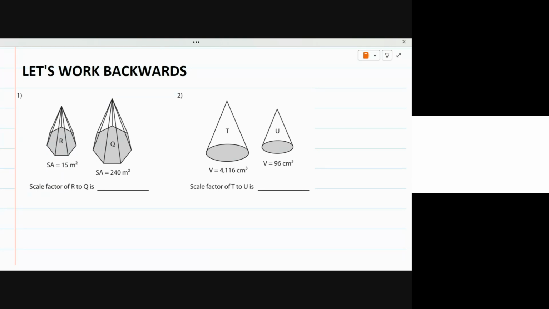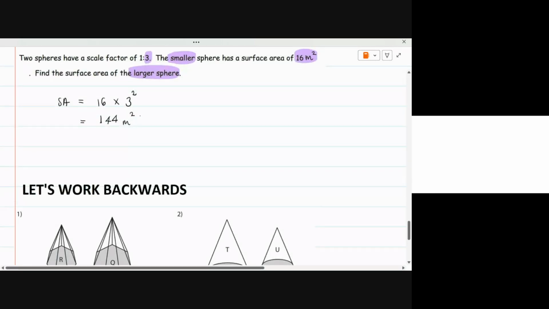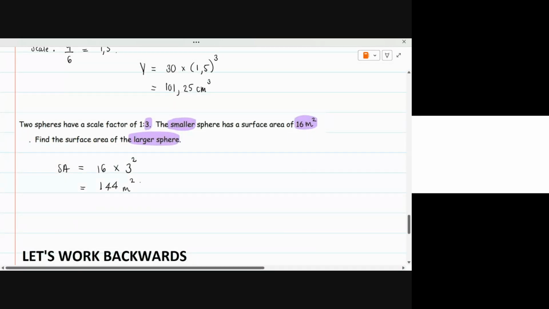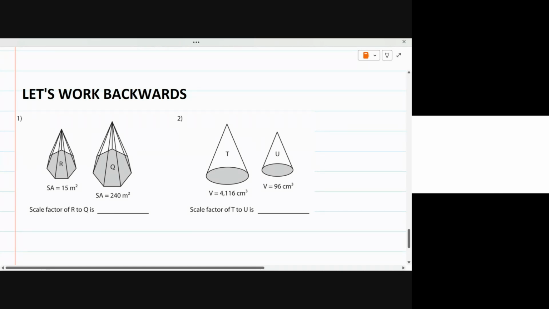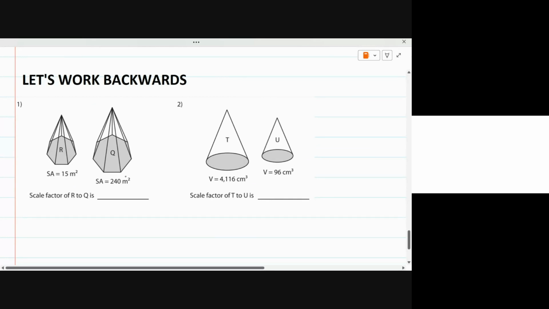All right. So I want us to note, guys, that in this particular question over here, when we are given the smaller shape, we take our scale factor and we square it, or we take the scale factor and we cube it, depending on what it is that we need to do. Now, over here, they've given us both of the surface areas for both of our shapes. So if I want to calculate for the scale factor, I'm going to take the surface area of the bigger shape, 240, divided by the surface area of the smaller shape, 15. Someone give me an answer. 240 divided by 15?